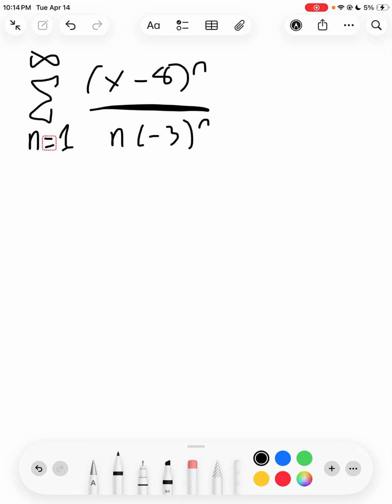Alright, now we're going to do the interval of convergence. It's basically the same steps as finding the radius of convergence, with just an extra fourth step. So I'm just going to rewrite the steps out for you. First step, ratio test. Second step, set it less than 1.